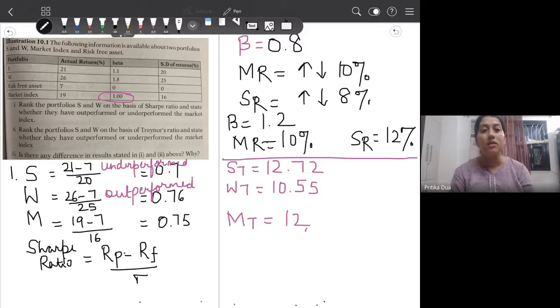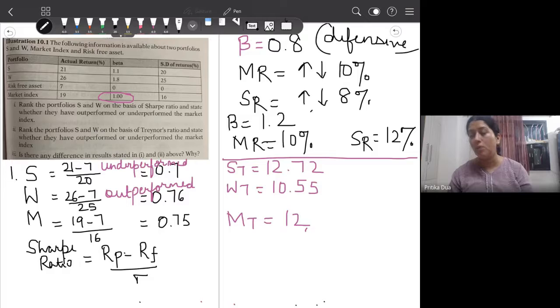Okay, and securities which have a beta less than 1 actually are defensive stocks. They are termed as defensive stocks, while securities with beta more than 1 are known as aggressive stocks. Okay, so this was just for your information. Though this again will be covered in the 5th unit, but come back to the third part of the question, why is there a difference in the results?